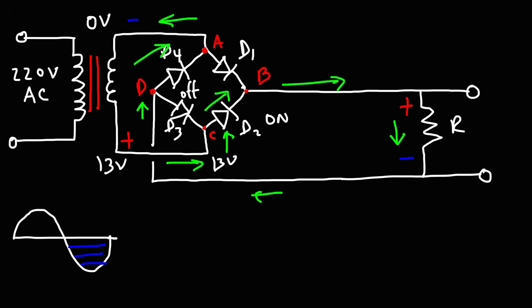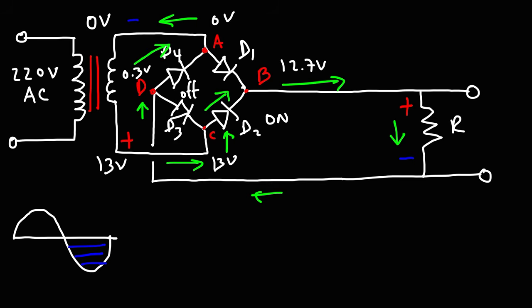The potential at point B will be 12.7 volts. And then at point D is going to be 0.3 volts. And then 0 volts at point A. So you can see why D3 is off. It's not going to go from 0.3 to 13. Current will always flow from a high potential to a low potential.